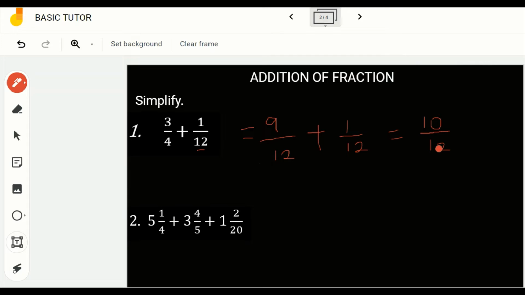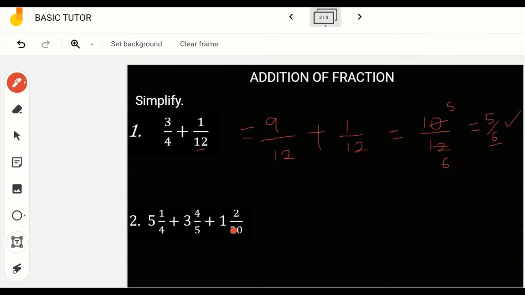But I can reduce this fraction further. If you missed our previous video, you can click the link above to watch our previous video on how we reduce fractions. So to reduce this fraction, I will divide the numerator and the denominator by 2. So 10 divided by 2 is 5 and 12 divided by 2 is 6. So our final answer is 5 over 6. So that is our answer.